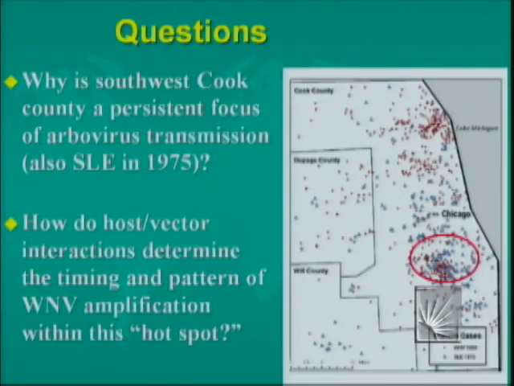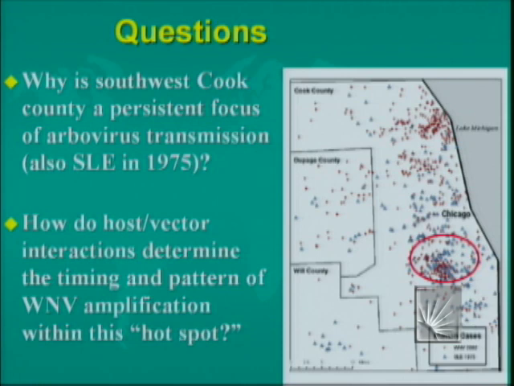But so we are pretty good at explaining the pattern. But the question is, why is this a persistent focus of virus transmission? In that case, we're talking about West Nile virus in 2002 and SLE in 1975. And this overlap is really striking. To me, it's nearly too good to be true, like the Mendelian 1 to 2 to 1 ratio. But it's real. So something has definitely happened here.